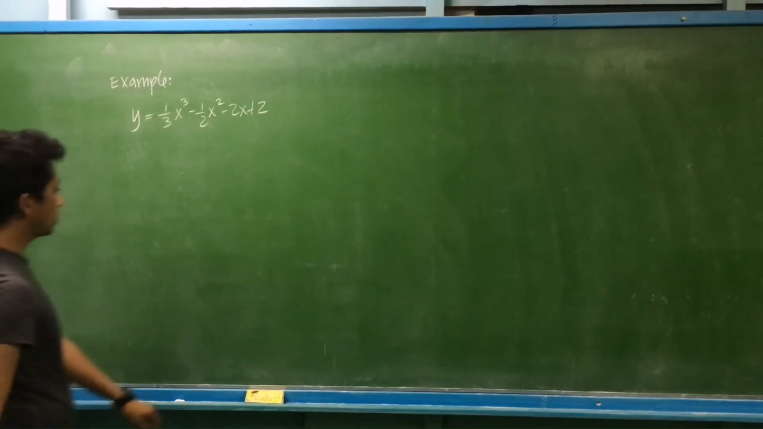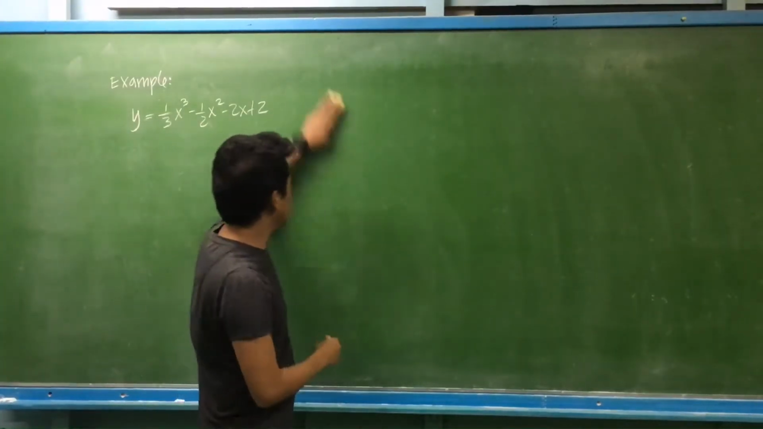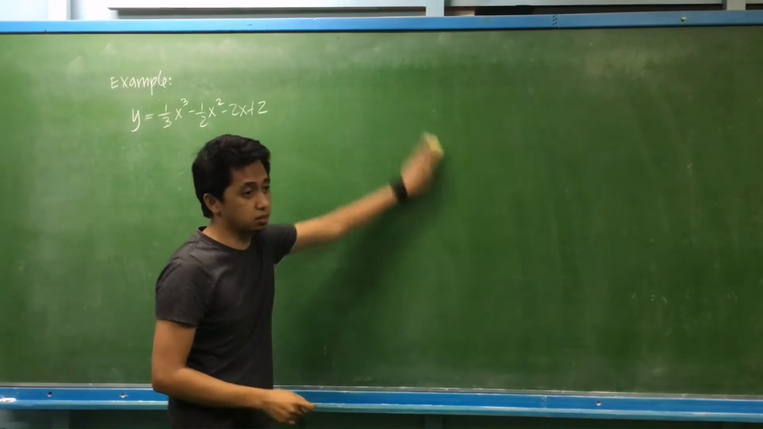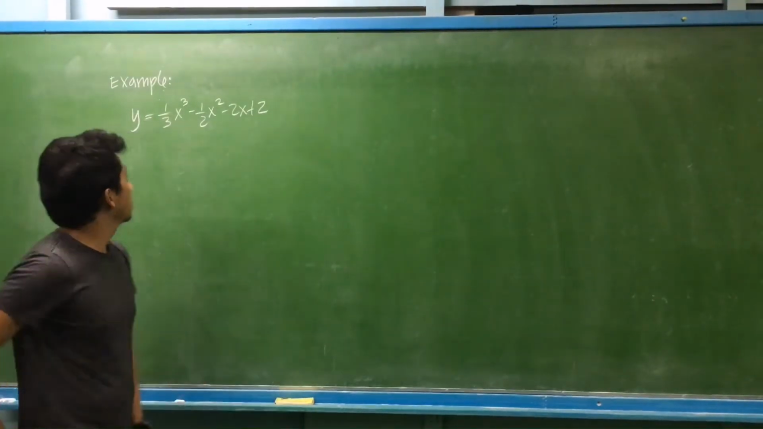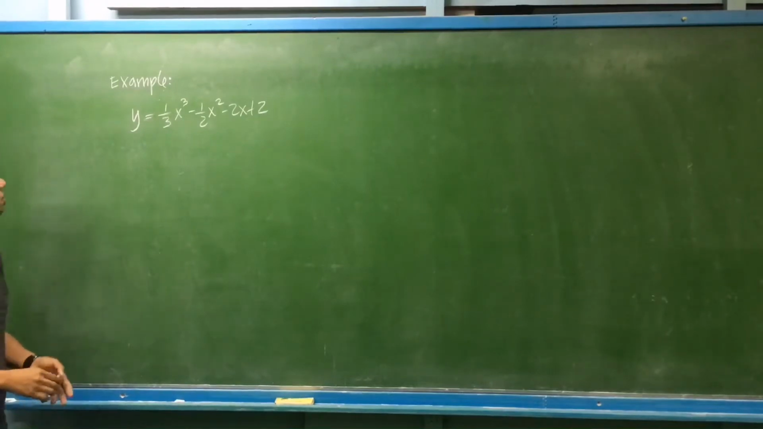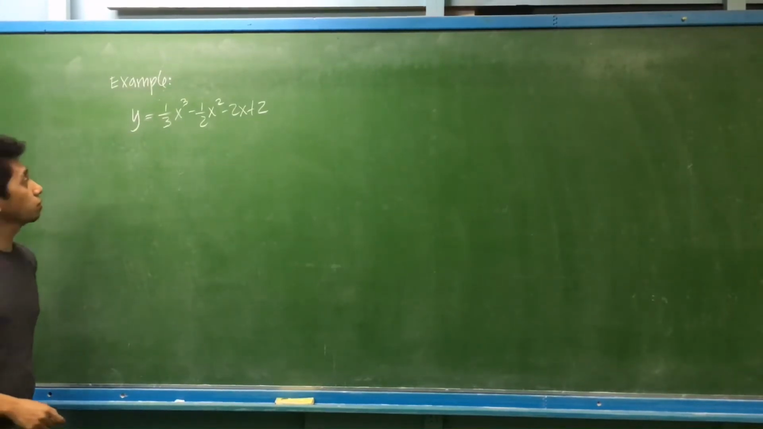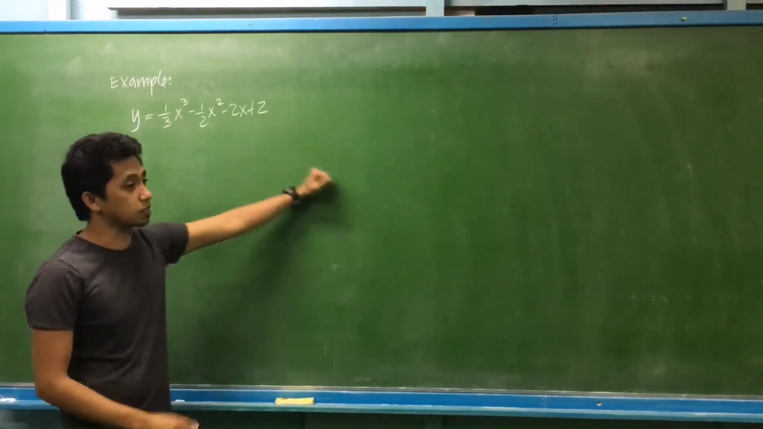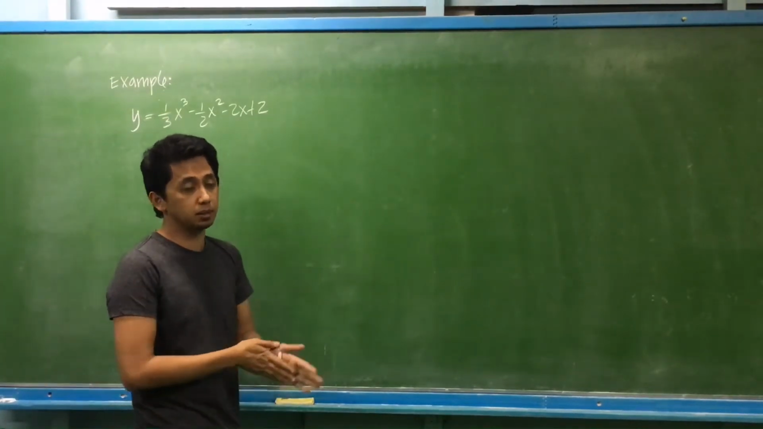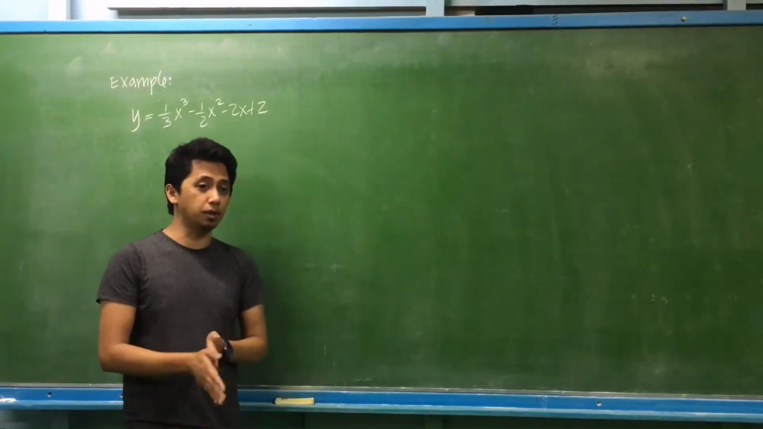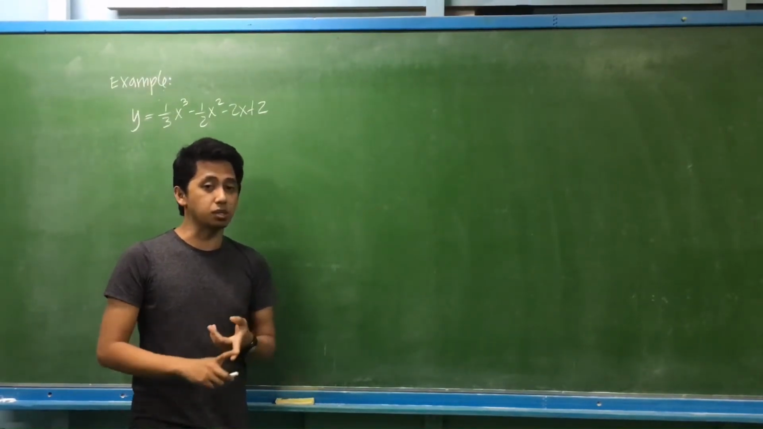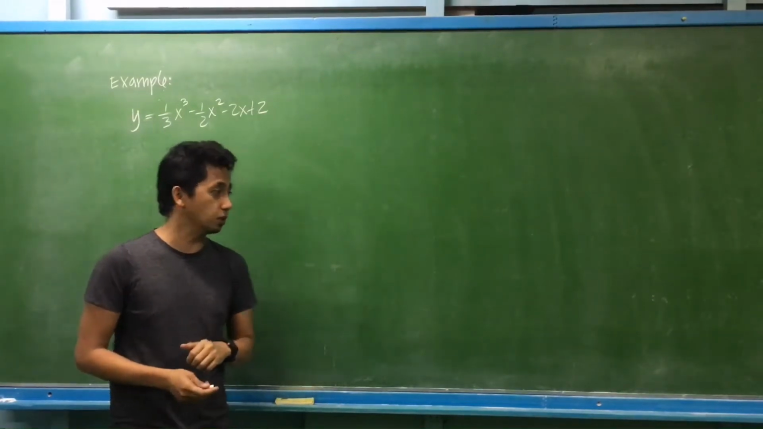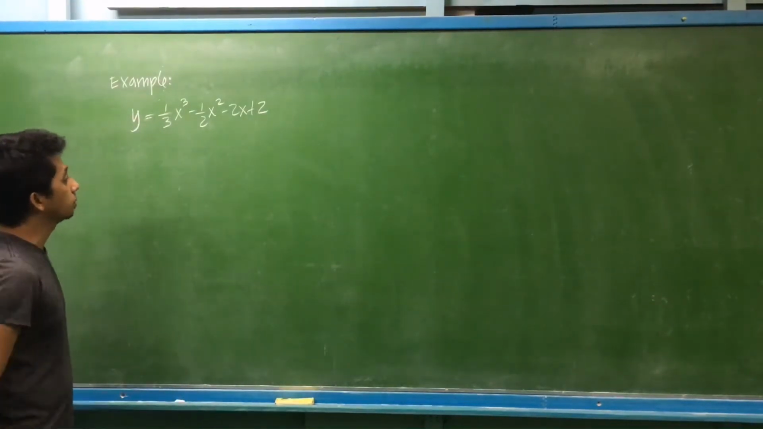Okay, so let us use the same example from the previous discussion, but this time we'll be using the second derivative test. So we have y is equal to 1/3 x cubed minus 1/2 x squared minus 2x plus 2. The same requirement: we are to determine the critical points and identify whether each point is a maximum point or a minimum point using the second derivative test.